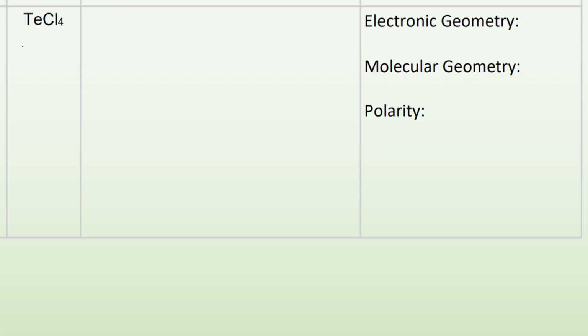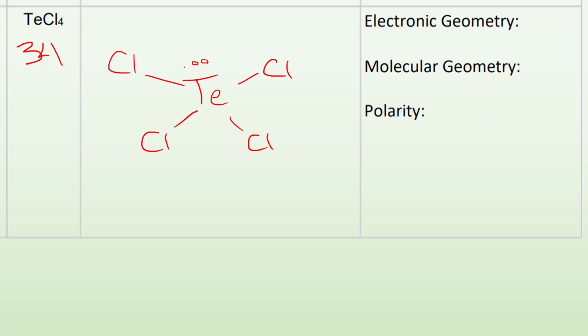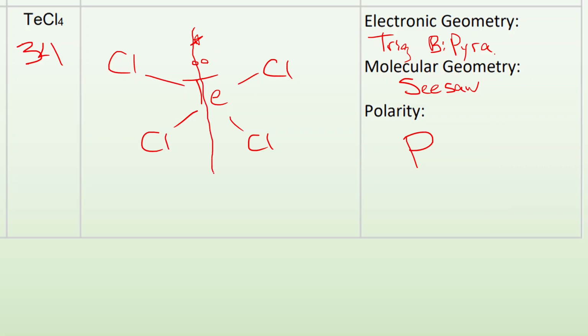TeCl4. If we do the math, we end up with a total of 34 valence electrons. So when we go to draw the Lewis structure, again, I'm going to omit the octet around the chlorines, just simply because I'm lazy. And then we have to put a lone pair around Te. So electronic geometry, well, there's 5 electronic domains, which means that it is going to be trigonal bipyramidal. But the molecular geometry, because we have this unshared pair of electrons, is going to be seesaw, my personal favorite shape, because seesaws are fun. And the polarity is going to be polar, right? This unshared pair of electrons makes it an asymmetric distribution of charge. Only one line of symmetry means we have a polar molecule.